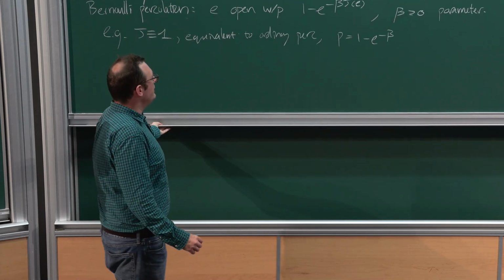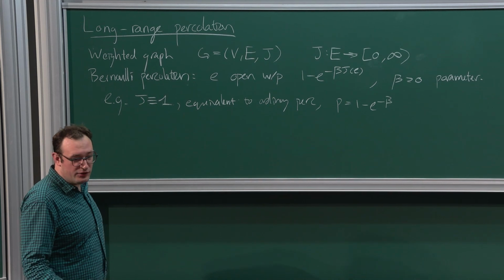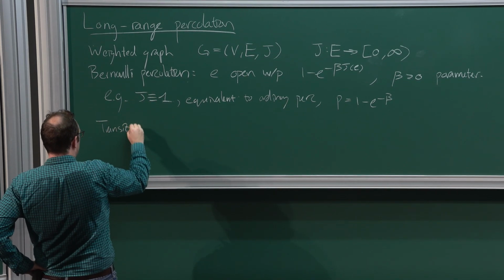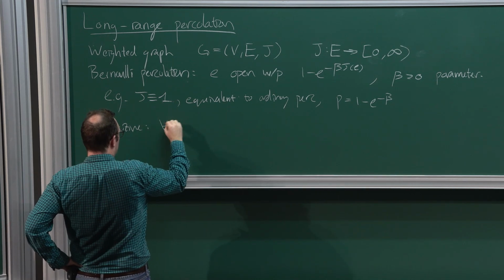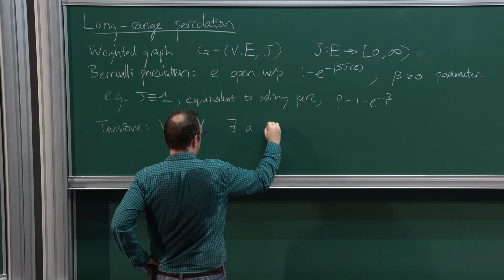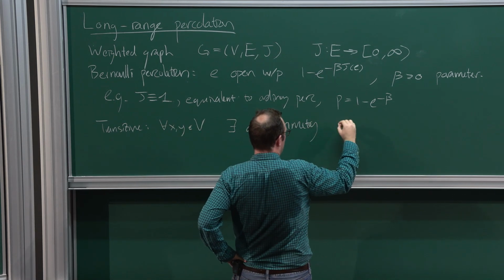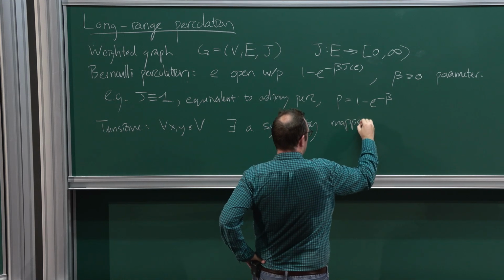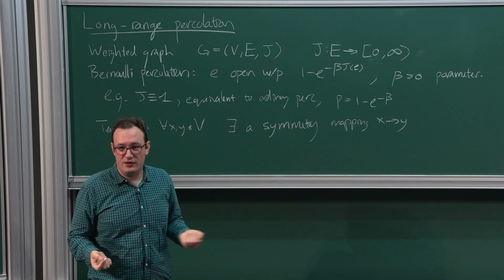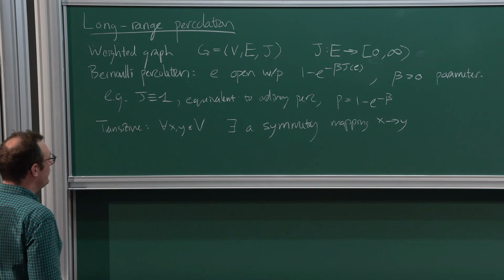Good. So we can define transitive weighted graphs like we normally would. So transitive means for all vertices x, y, there exists a symmetry, an automorphism of the graph mapping x to y, where an automorphism of a weighted graph is defined in the obvious way. So it has to be a graph automorphism, it has to preserve the weights.